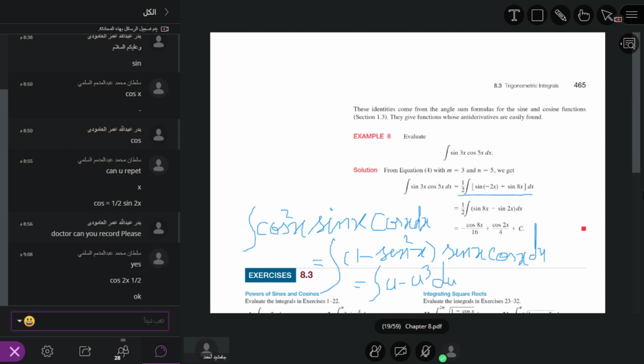Now what is the integral of u? It is very, very easy. What is the integral of u with respect to u, student?